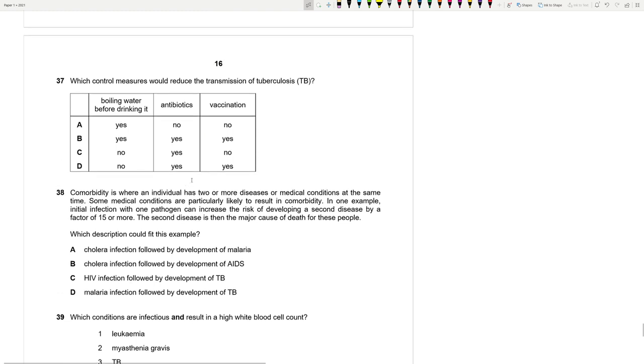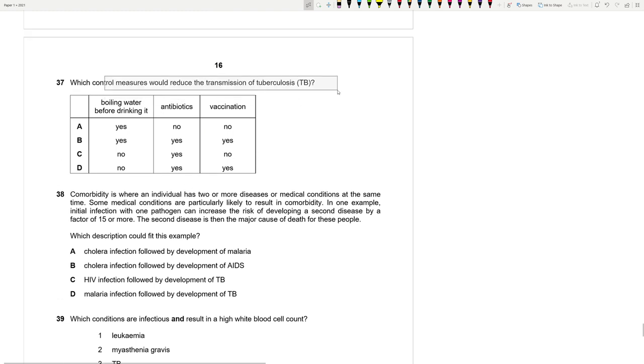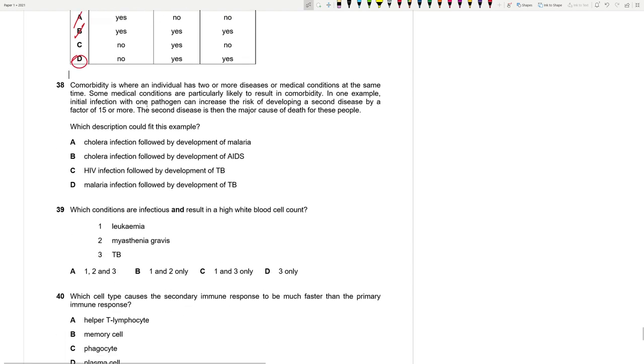Okay, 37. Which control measures would reduce the transmission of tuberculosis? This is true. Boiling water before drinking it. It's not transmitted by the fecal oral routes, so no. Antibiotics, it is a bacterium, so yes. Vaccination, yes. We take the BCG vaccine for TB at birth, right? Okay, so 37 is in fact D.